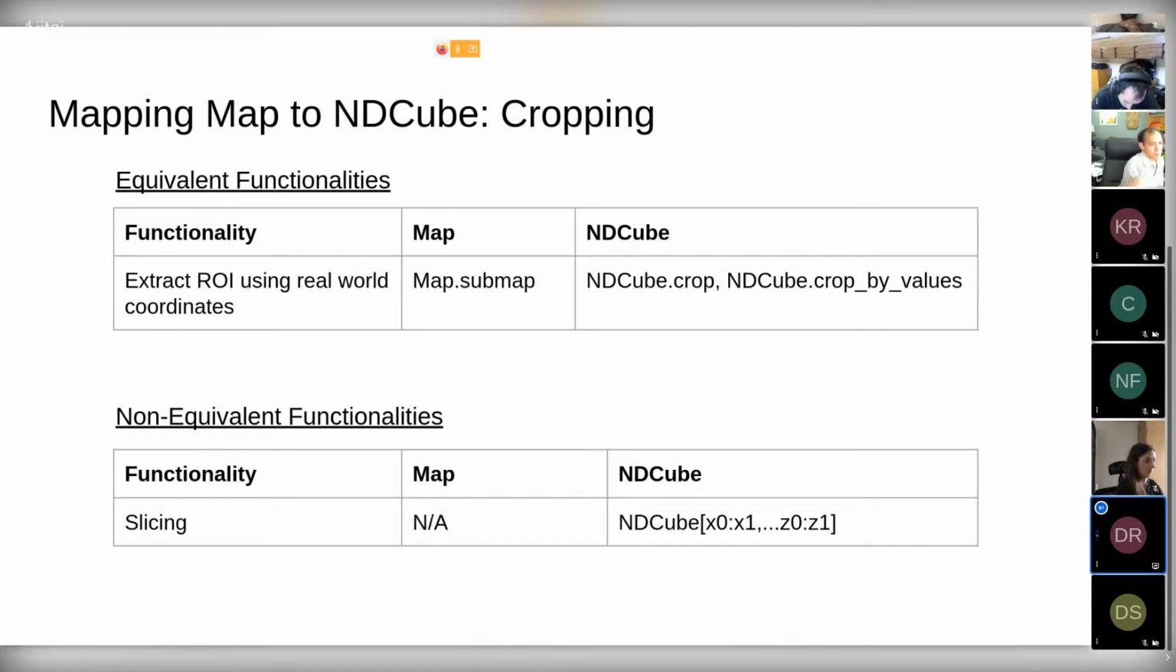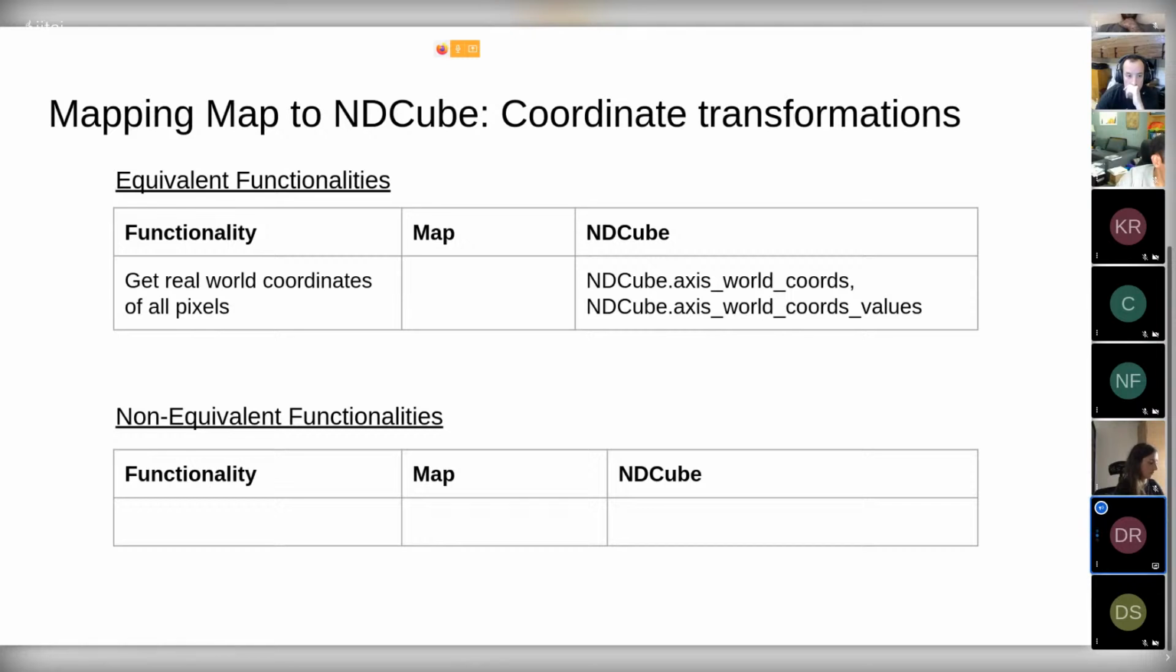And then, as we've already discussed, slicing. Map doesn't support the standard Python slicing API, whereas ndcube does. And then finally, coordinate transformations. There is actually a way of doing this in Map using a function rather than a method, and I can't remember what it is, and I didn't look it up. But if you want to get the real-world coordinates for all pixels, there are explicit methods on ndcube to do so. Axis world coords. Again, this one returns high-level objects, whereas the values one returns just quantities. And I know there is a function somewhere that you give it a map, and it will do the same thing for you.